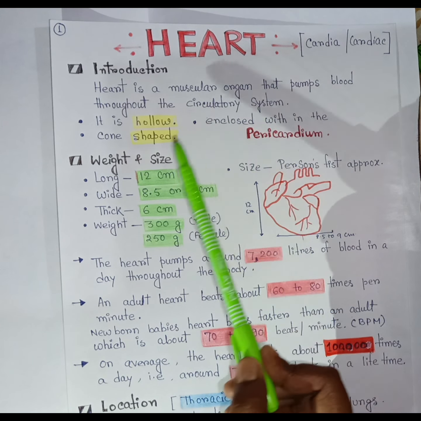Its function is to prevent backflow to the LV. And a similar valve on the left side, between the left atrium and left ventricle, is known as the mitral valve or bicuspid valve. The left atrium squeezes blood forward to the LV. This valve helps to prevent backflow of blood into the LA.